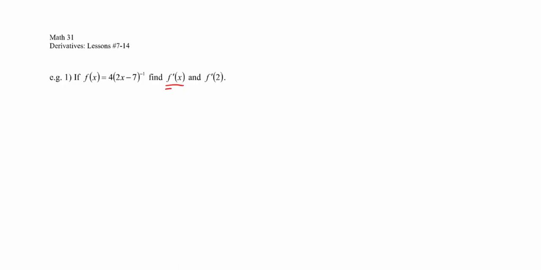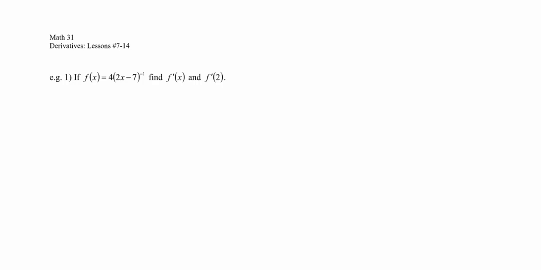This one would be like, find the general equation that I could just plug x in and get the slope any time. And f prime of 2 would be saying what is the slope when x is 2, right? The slope of the tangent line when x is 2. Okay, so a good strategy here is actually to figure out this one first, and then we can just plug x in to figure out this one, right? All right, so let's do that.